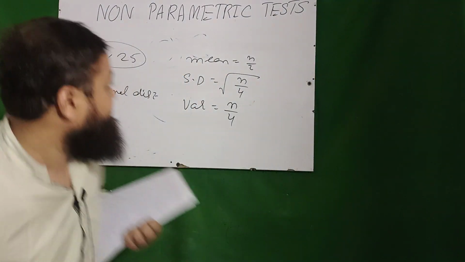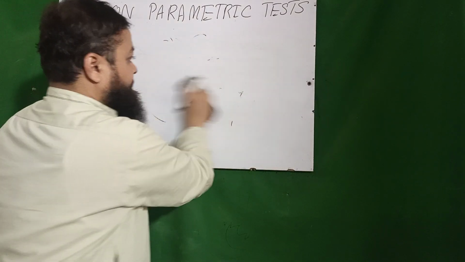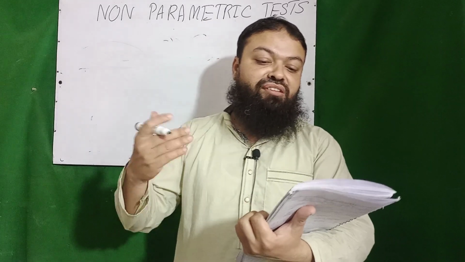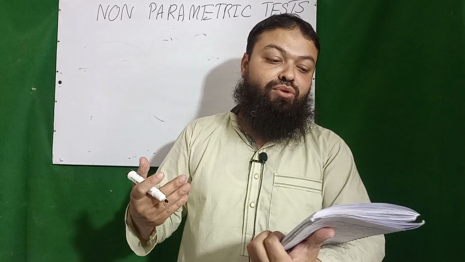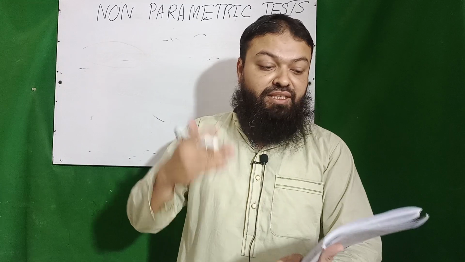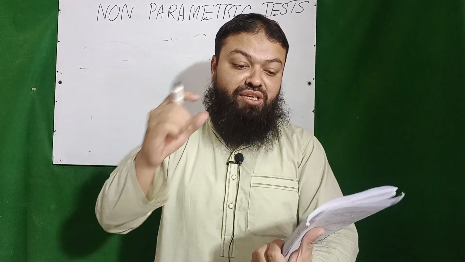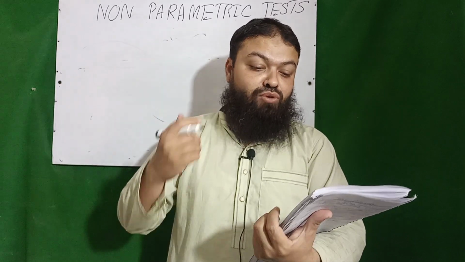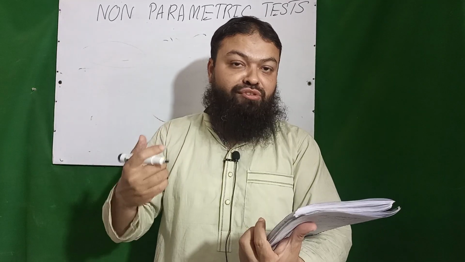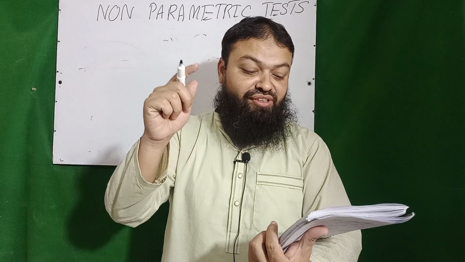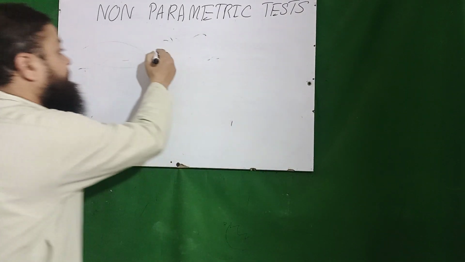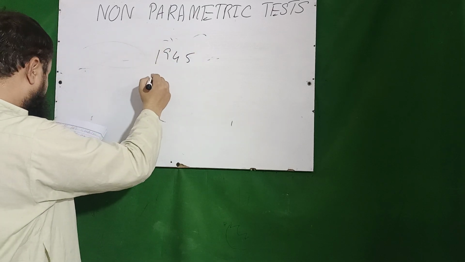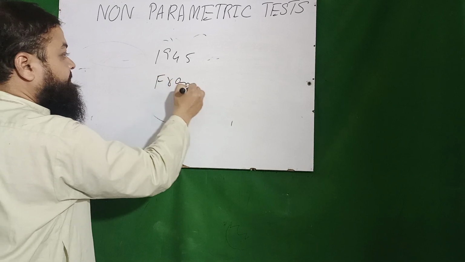Next question is, the test statistic T is based on the smaller sum of ranks with the signs ignored. A very important one. What is T? It is based on the smaller sum of ranks with the signs ignored. Next question is, the Wilcoxon signed rank test was proposed by Frank Wilcoxon in 1945. In 1945, it was proposed by Frank Wilcoxon.